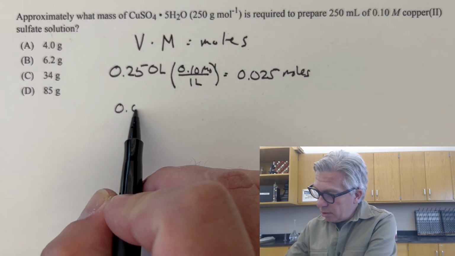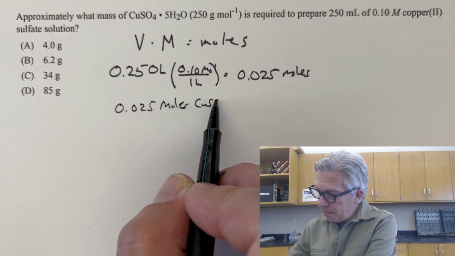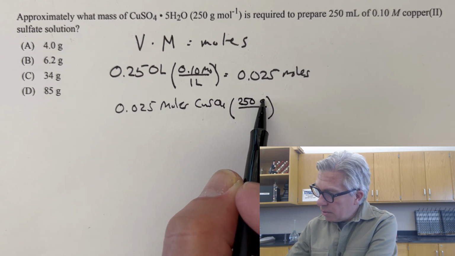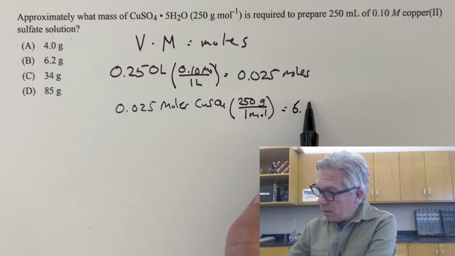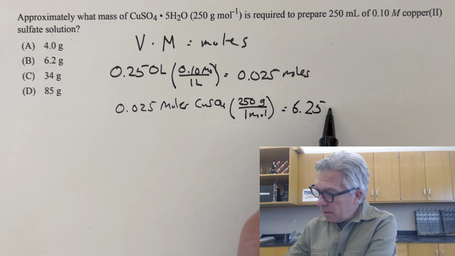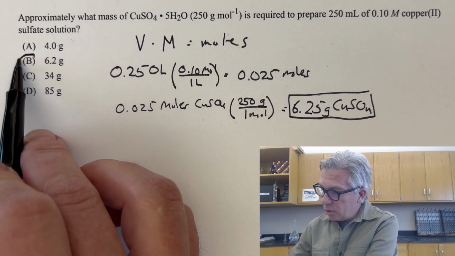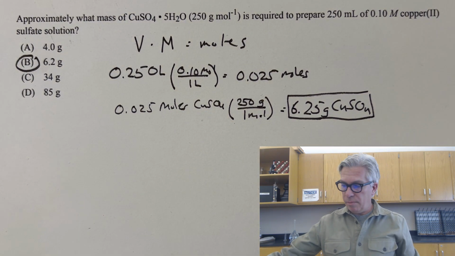So 0.025 moles of copper sulfate times the 250 grams per mole. And what that gets me is something very close to 6.25 grams of copper sulfate. And they say approximately, and the closest answer to that is letter B on that example. So, hopefully you found that helpful.